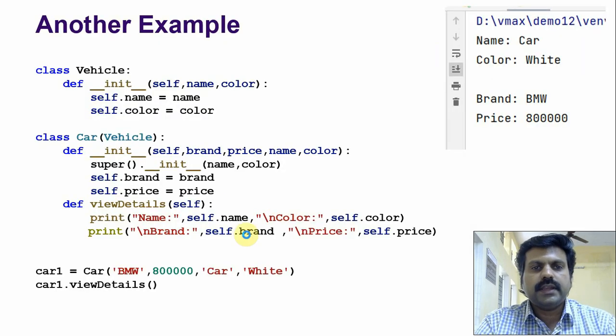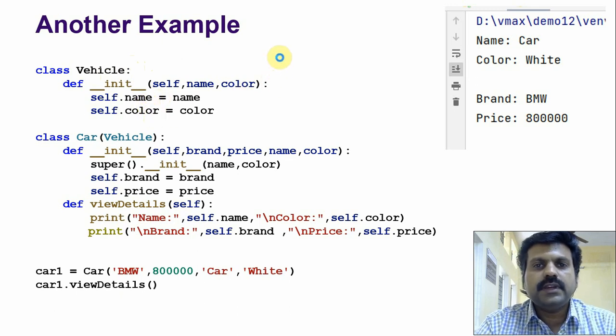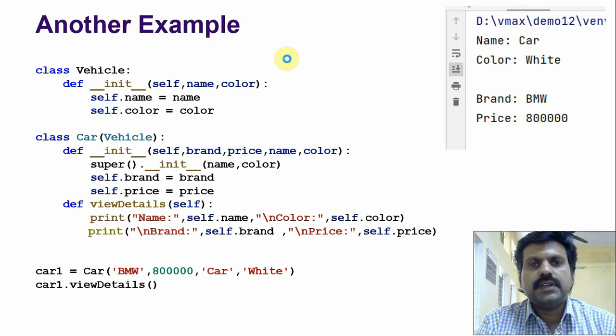So for example, here I have a parent class called vehicle with two data, name and color. For any vehicle, these properties are common: the name of the vehicle and the color of the vehicle are common properties. These two data can be used by any vehicle class.